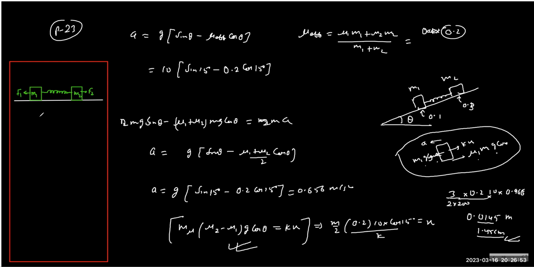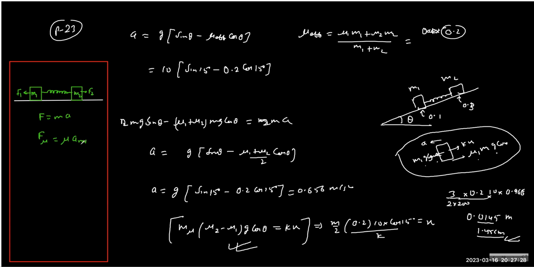So Newton's laws of motion: F equals ma. Newton's laws of motion for reduced mass system, for two block system: F equals mu times A relative. It is called reduced mass into A relative.